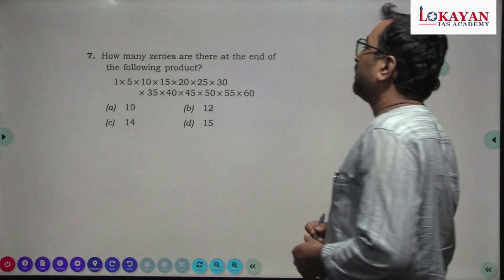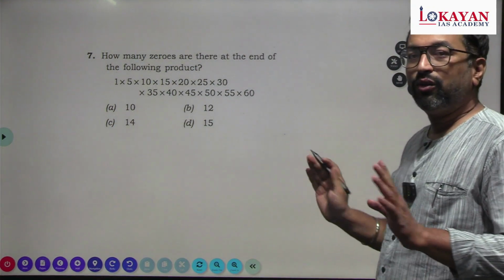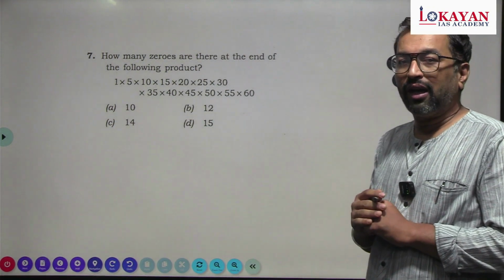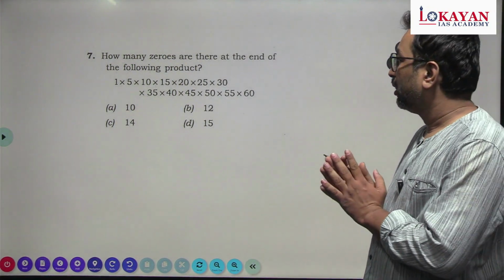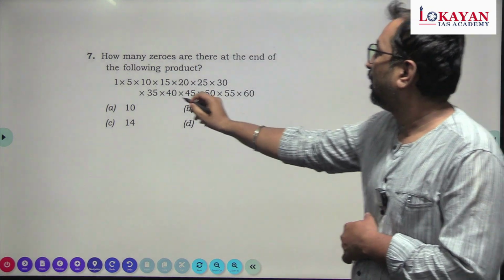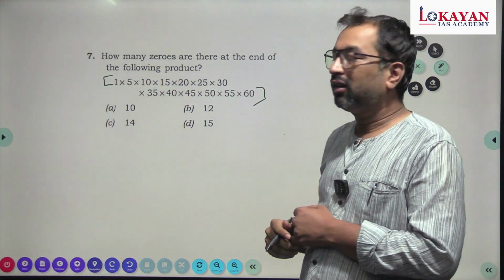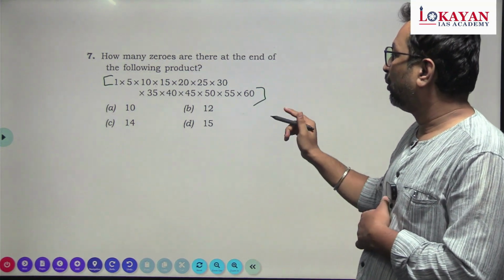How many zeros are there at the end of the following product? Till now we haven't used any formula or any particular method. These are all basic questions. Like here, just multiplication is given. You have to look at the example only.